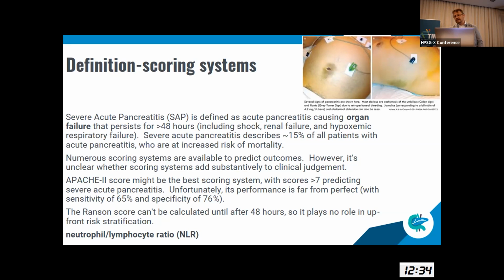We have a lot of systemic and specialized scoring systems. APACHE II is a more worldwide scoring system. If the APACHE number is more than 7, it means the patient has increased risk, and we also have systemic specialized scores like Ranson score and NLR ratio.